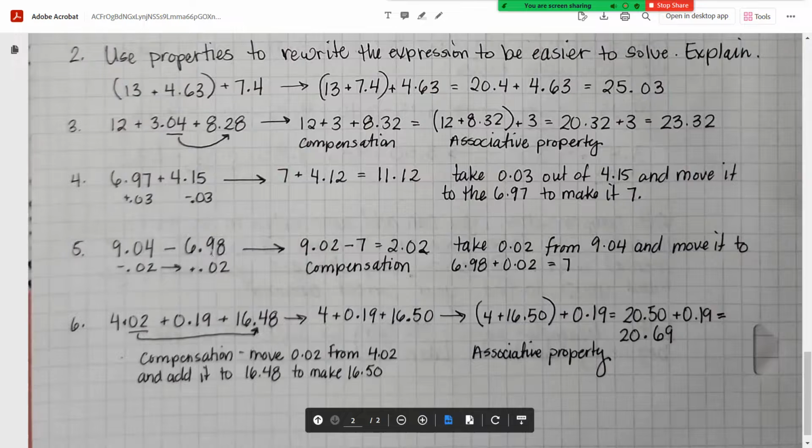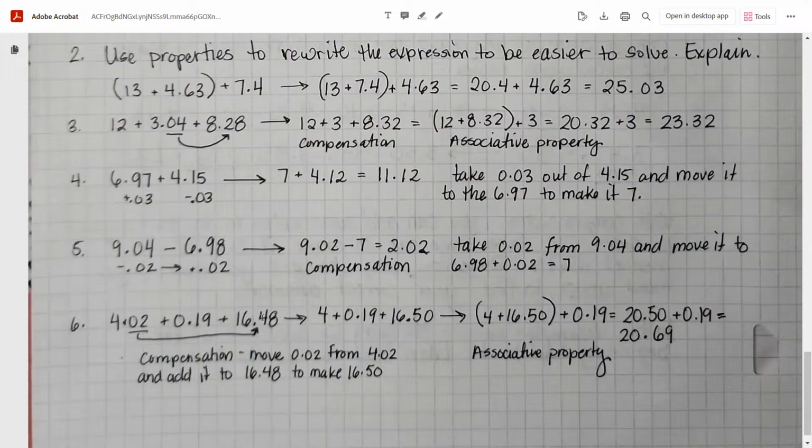Now my last one says 4 and 2/100 plus 19/100 plus 16 and 48/100. So 48 is almost 50. So I'm going to take the 2/100 from the 4 and 2/100, and I'm going to move it into the 16 and 48/100. So that's going to leave the 4 whole. It's going to make the 16 and 48/100 into 16 and 50/100. And then I have the 0.19 or the 19/100.